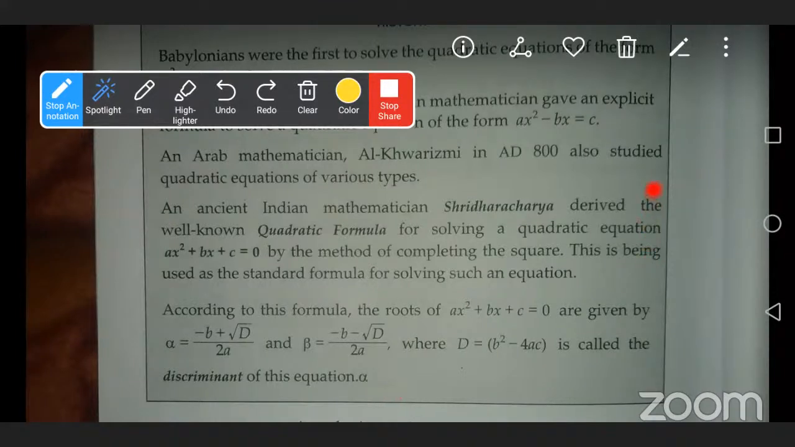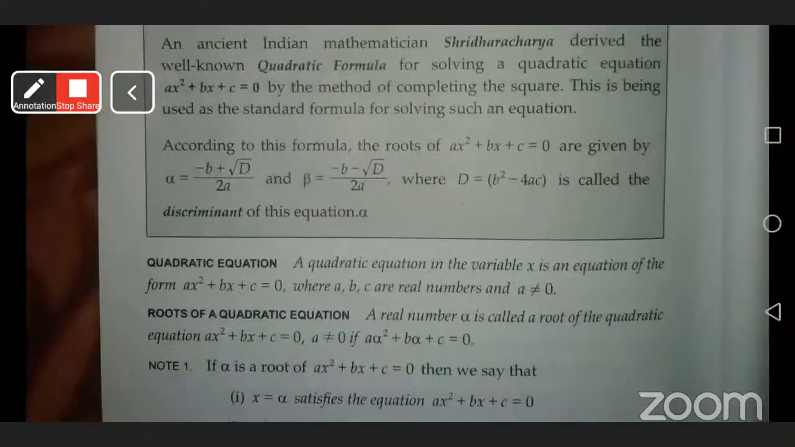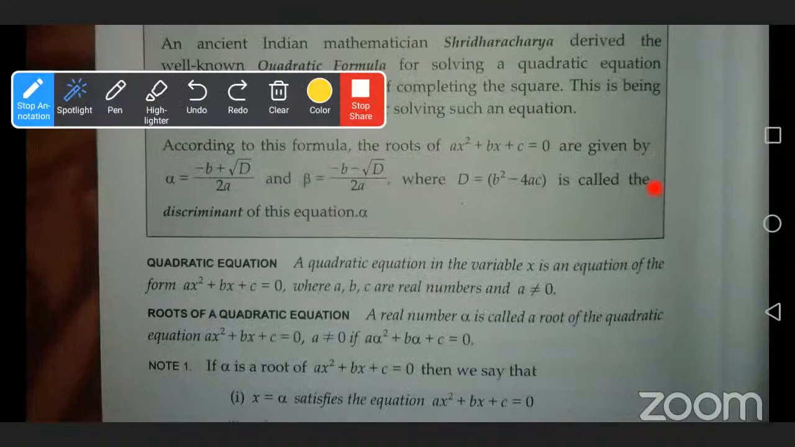So now moving on to the definition of quadratic equation. A quadratic equation in the variable x is an equation of the form ax square plus bx plus c equals to 0, where a, b, c are real numbers and a cannot be equal to 0. You can put the values of x here, and if it satisfies the equation, it will bring 0, then it is a form of quadratic equation.